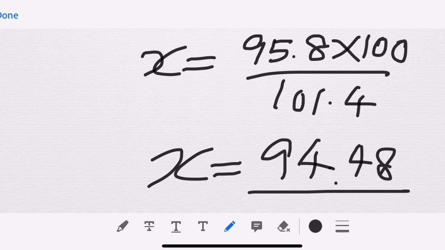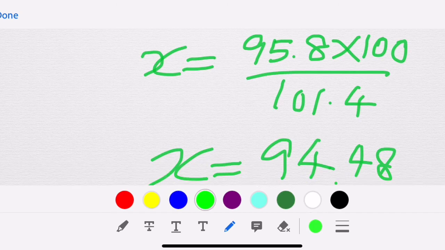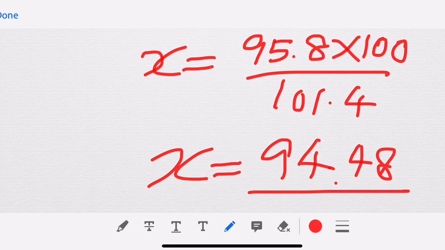I hope that my sharing does help you to have a better understanding on how to solve the index number involving 3 years. Okay, that's all my sharing for today.